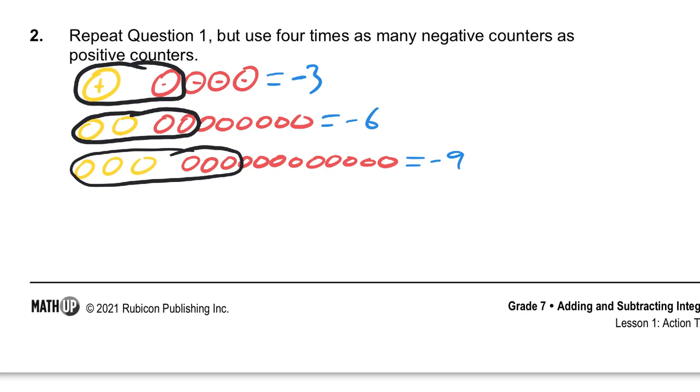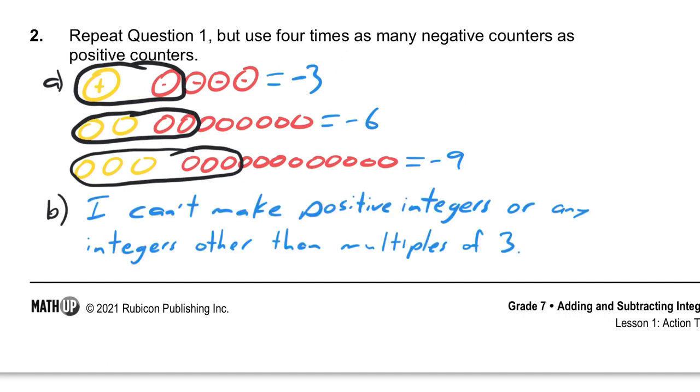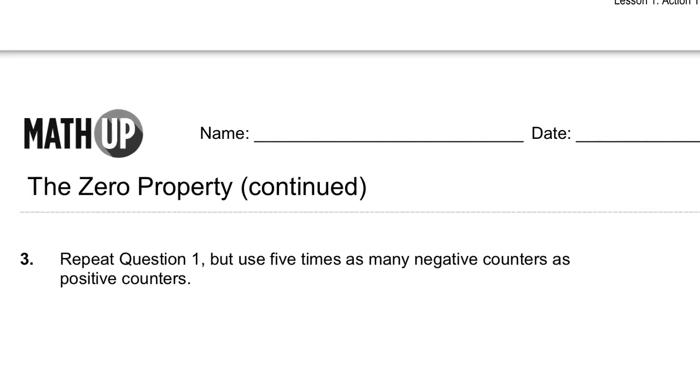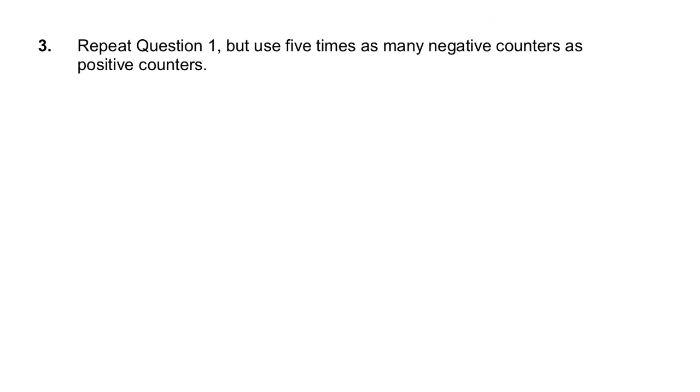And for part B, again, this was part A, and here's part B. I might say something like this. I can't make positive integers or any integers other than multiples of 3. Let's have a look at number 3. We're going to do it again, this time using 5 times as many negative integers as positive.